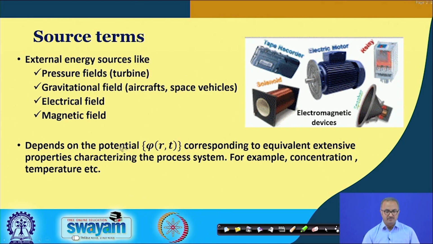Now these source terms depend on the potential, corresponding to the equivalent extensive property characterizing the process system. For example, we have concentration, temperature, etc. As I told you earlier, this will depend on what kind of dissipation we have, whether mass dissipation or energy dissipation. Depending on that, this value will have different connotations.